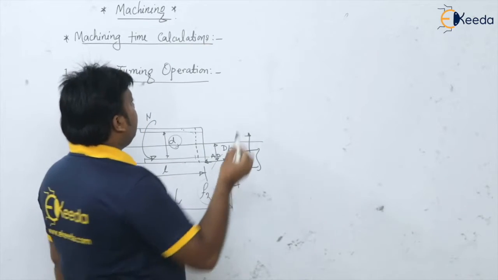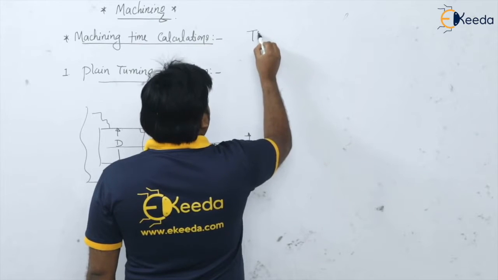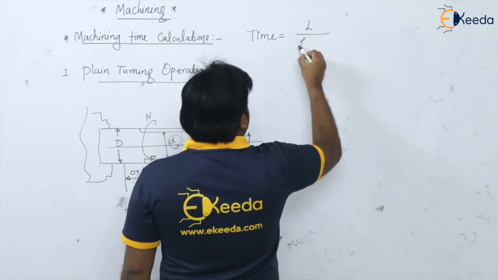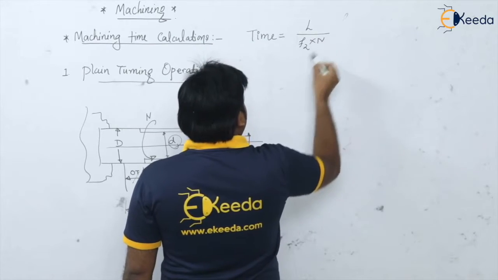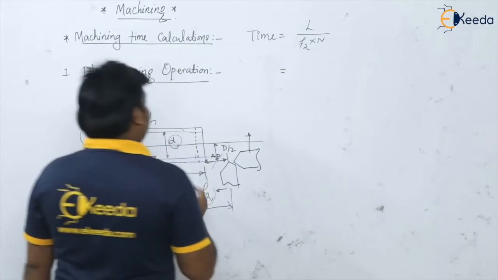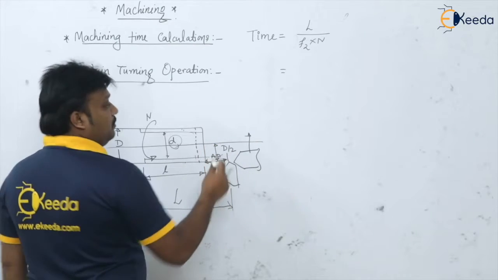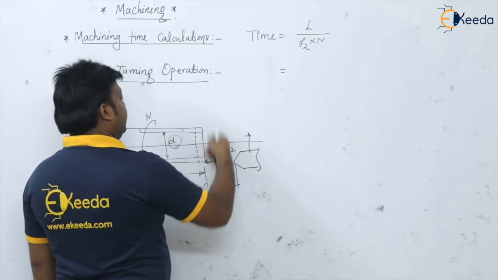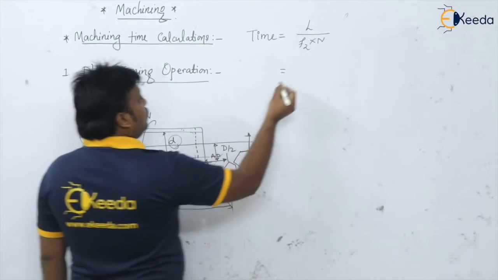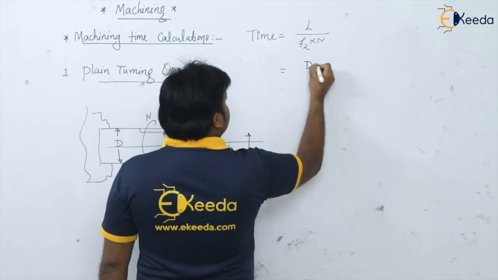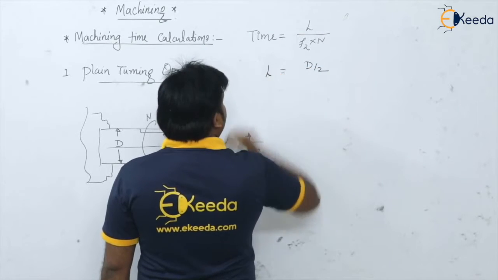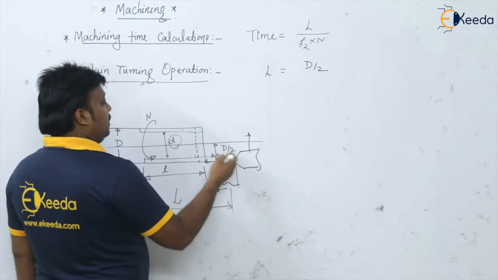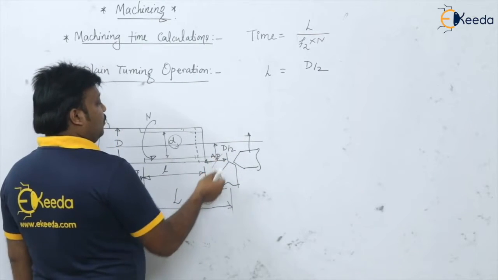The time per cut is L divided by F into N. But what is the length of the tool travel? For the facing operation, the tool will go up to the center, because it will take the radial cut. So the length will be D by 2.